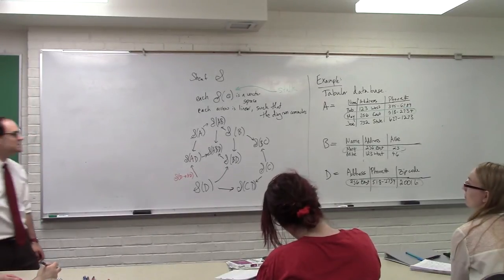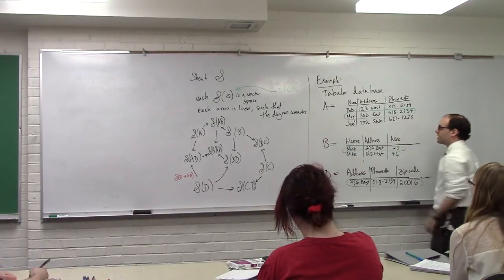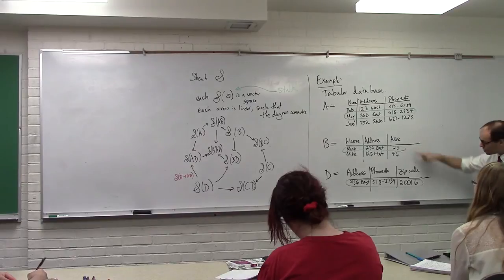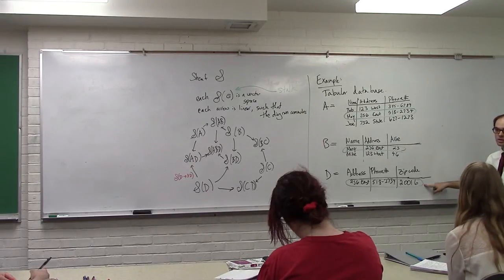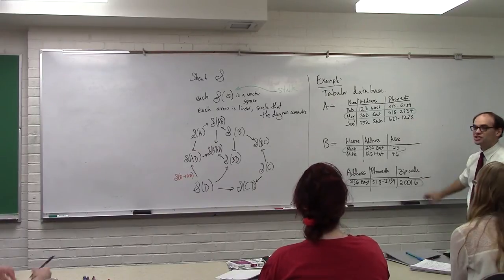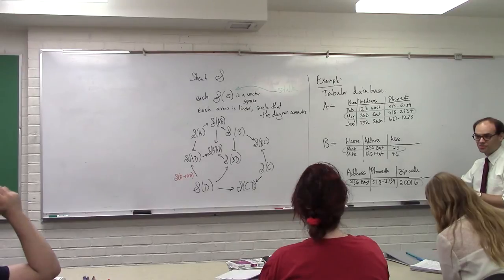Well, from the outset, I did not necessarily know what Mary's age was if I'm looking just at table A. But I now know that Mary's age is 23, and I also now know her zip code. So by pulling this data together in this way, I'm able to make some inferences that I couldn't make before. Now, of course, there are risks.